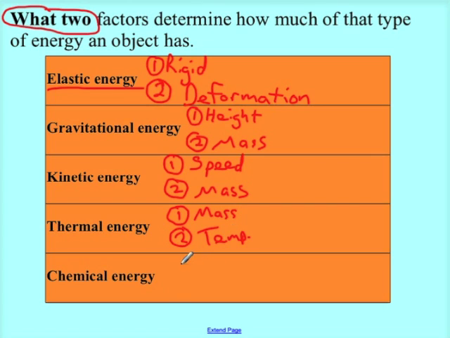And the one we covered the most recent is chemical energy. Chemical energy is dependent on two things. If you're thinking it's mass again, because almost everything else was, you're absolutely right. So it's mass, and then what? If you remember, it's the type of substance. And remember, we tested for this.